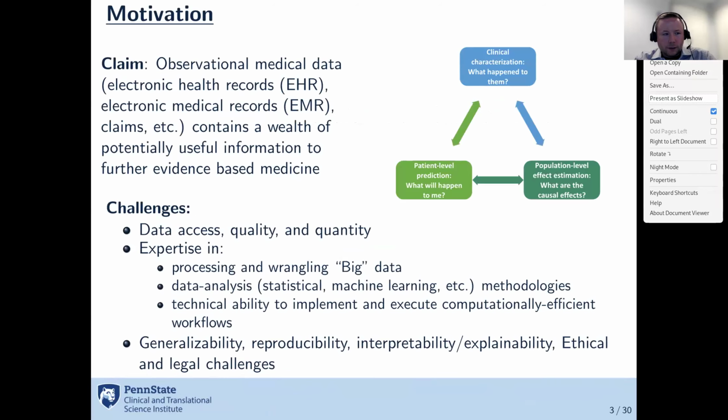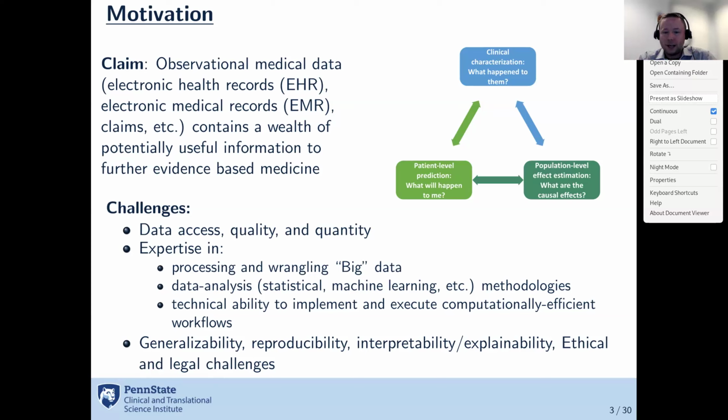So a quick motivation: as many of you know, across different fields and domains, there's a situation where vast amounts of data exist, and that data has the potential to be transformative with the wealth of information it contains. Healthcare really is no different, but there's certainly a list of challenges. Within clinical research questions on the data side, some of these challenges include just getting access to data of sufficient quality and quantity.